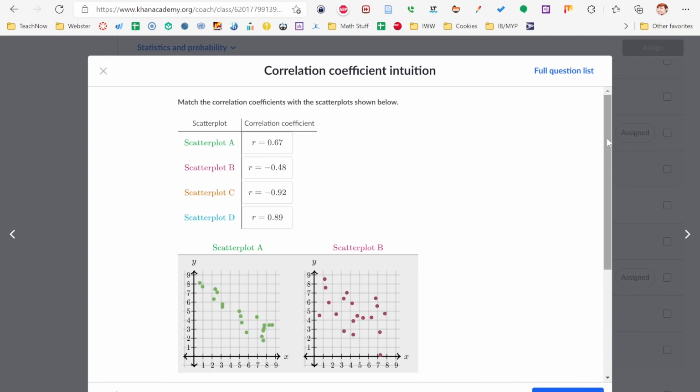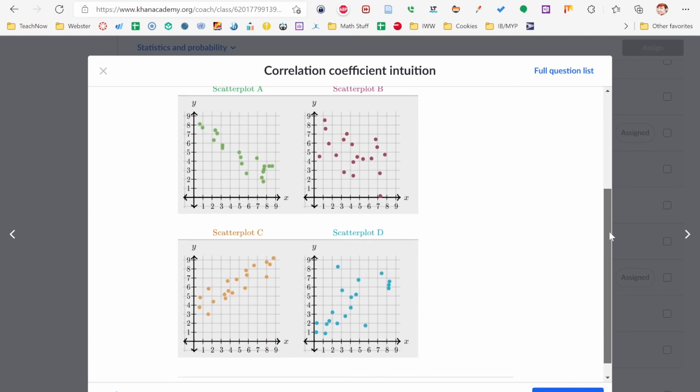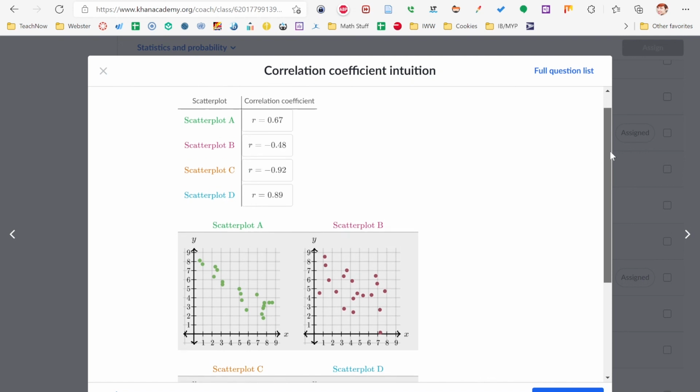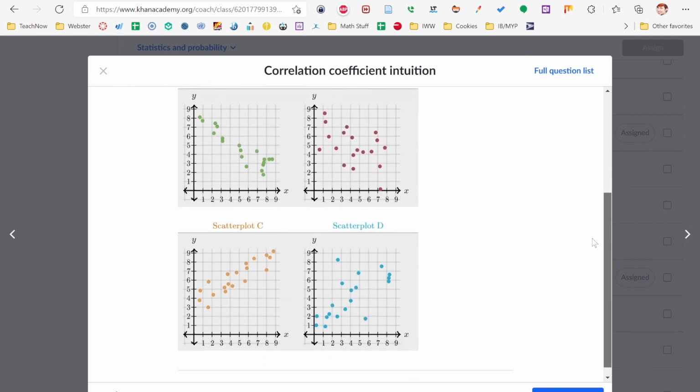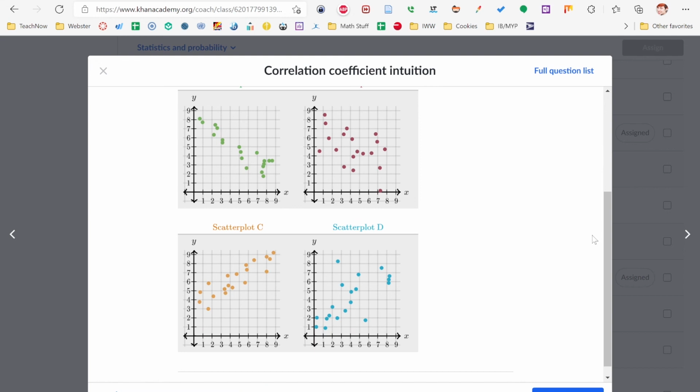Here's our last example. So let's take a look at the scatter plots. It's Khan Academy, there's always 2 positive and 2 negative. That's not how it's going to be always in life, but that is this exercise. So if I look at these, C and D, those are my uphill positive numbers, and A and B, those are my negative numbers.